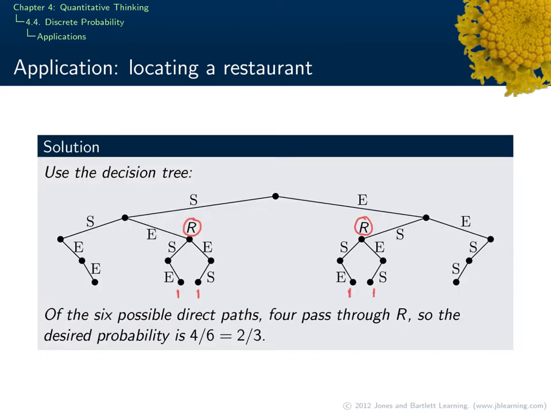Okay, so we can use a decision tree for this problem, right? Just as we did in a similar problem in an earlier video. So we have this decision tree that identifies 6 paths that go from A to B, but 4 of those paths go by the restaurant R, right? So it's this path, this path, this path, and this path. And so the probability of passing the restaurant is 4 out of 6, or 2 out of 3.